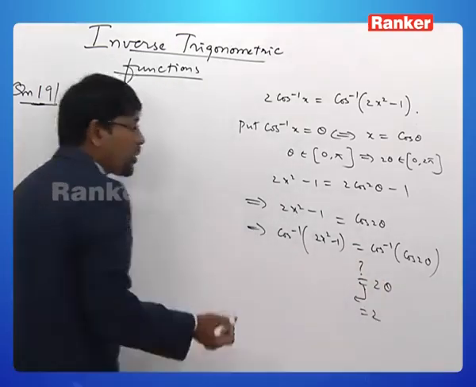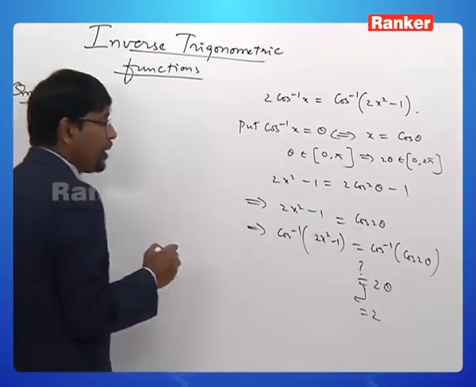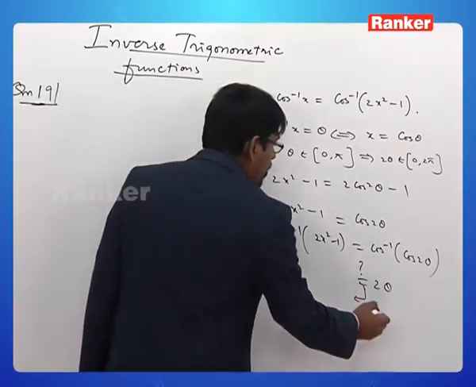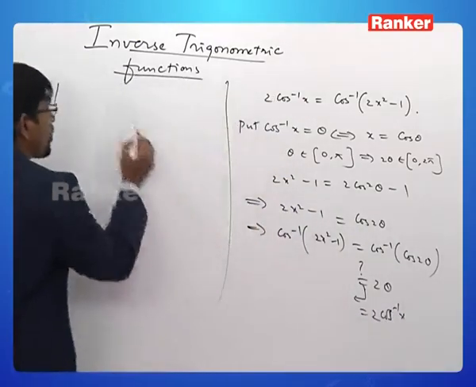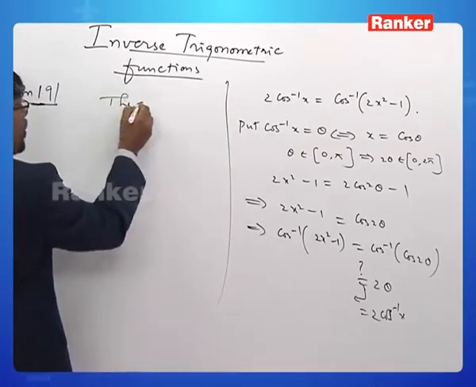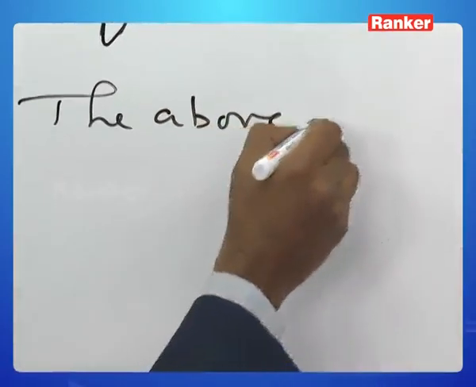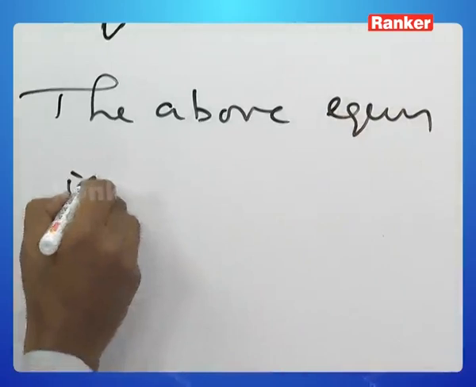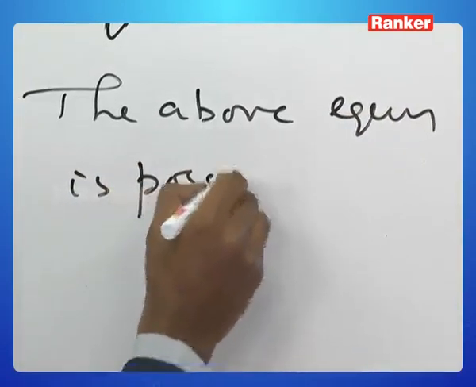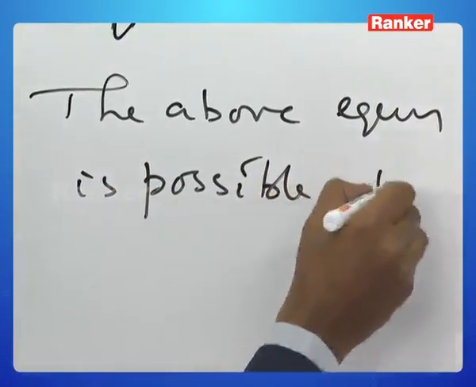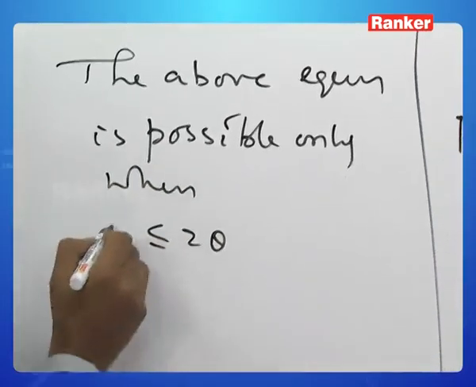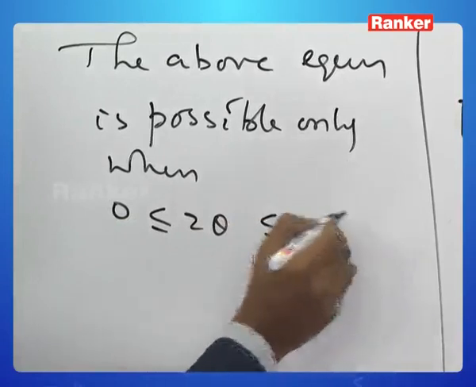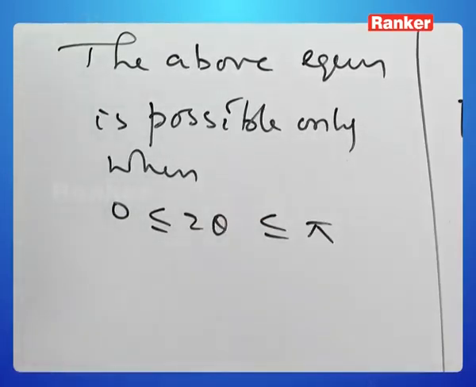Writing this cos inverse of cos 2 theta equal to 2 theta would be possible, and that in turn equal to 2 cos inverse x is possible. The above equation is possible only when our 2 theta lies in the principal domain of cos. What is that? 0 to pi. So this now will give me a restriction on x.